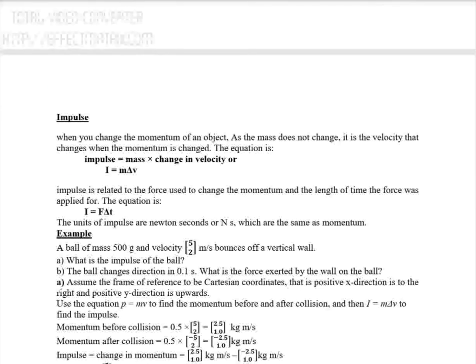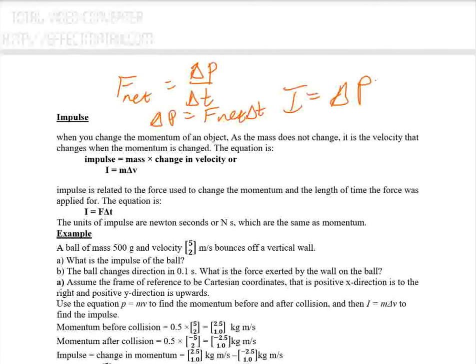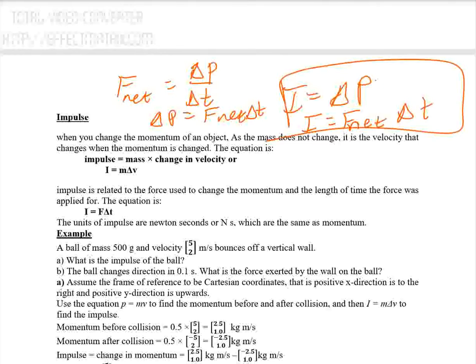Impulse is when you change the momentum of an object. So impulse is equal to what? The changing momentum of an object. And Newton's second law is also expressed in terms of changing momentum over changing time. If you cross-multiply, changing momentum is equal to F net times changing t. Therefore, impulse is equal to changing momentum, or impulse is equal to net force times changing time. Therefore, this is the impulse equation. Impulse is changing momentum.